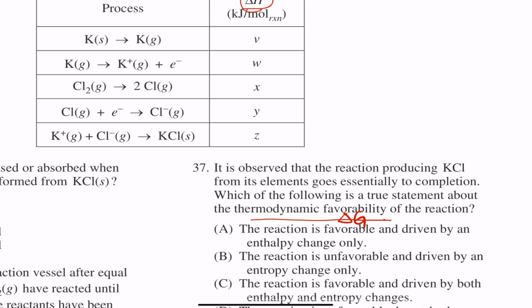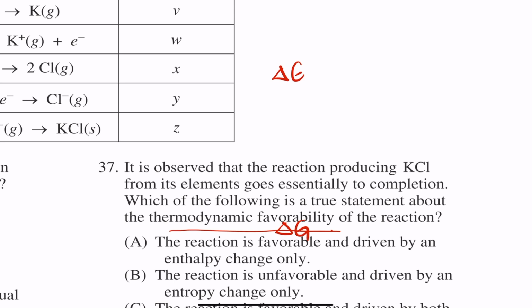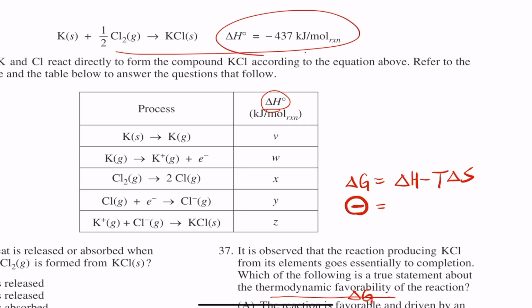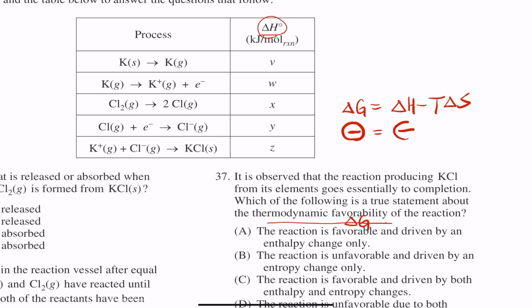So the equation you want to be thinking of is a thermochemistry equation: delta G is equal to delta H minus T delta S. Remember, you would like the delta G to be negative in order to have it thermodynamically favorable. So right now, we already know that this reaction is an exothermic process, so that's a negative sign for the delta H.